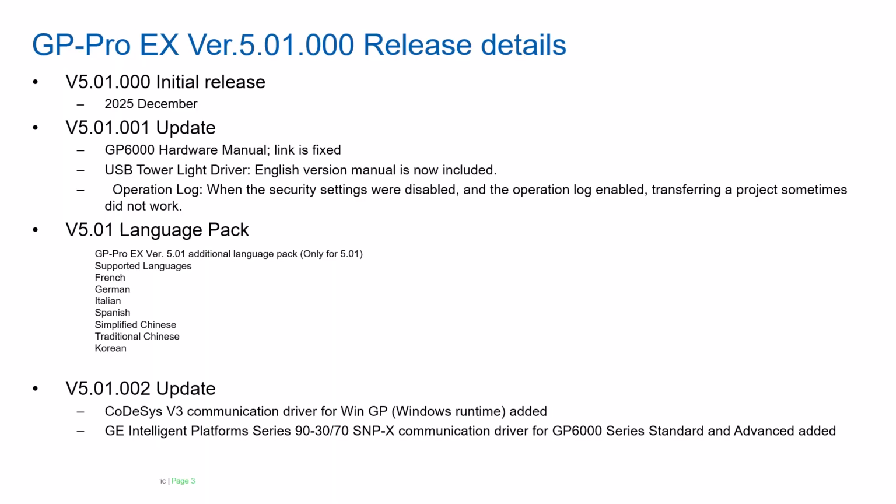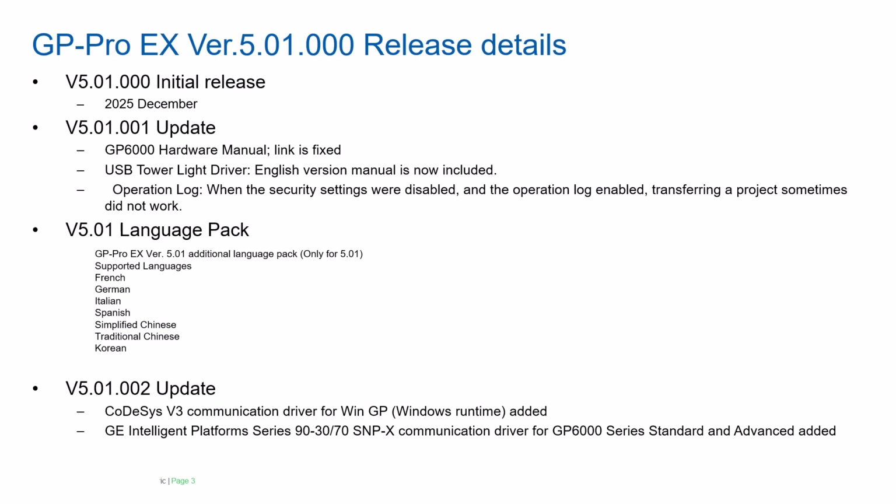Okay, some details about the release of version 5.01. You can see the initial release of version 5.01 was actually back in December of 2025, and then we had an update to 5.01, which was a .001 update. You could see it had a couple of minor issues with the manuals, basically, and then a little bit of a more major issue concerning the operation log that was repaired in that update.